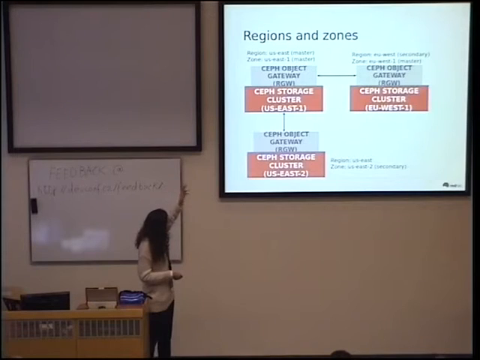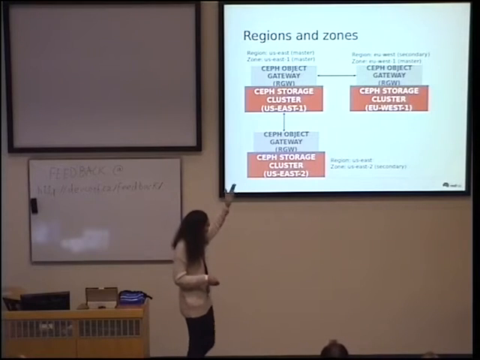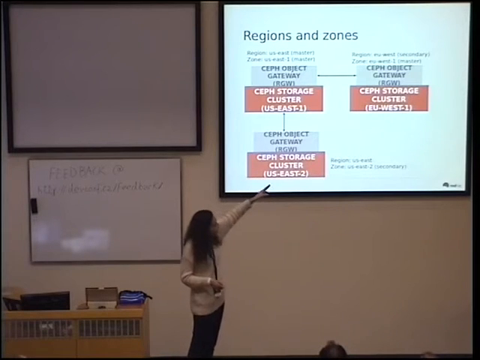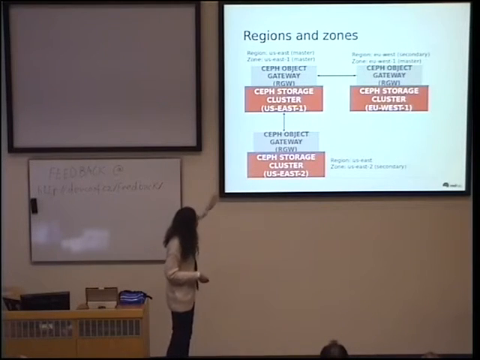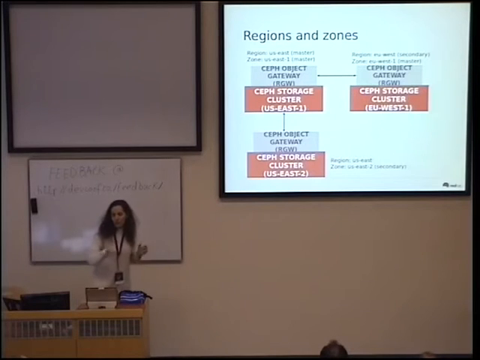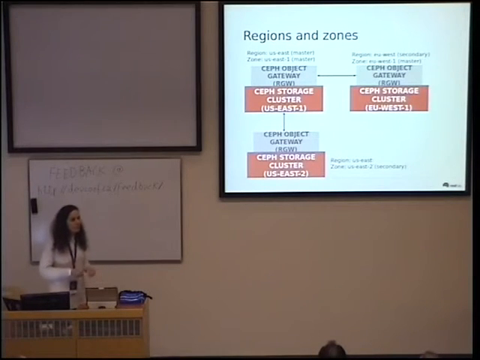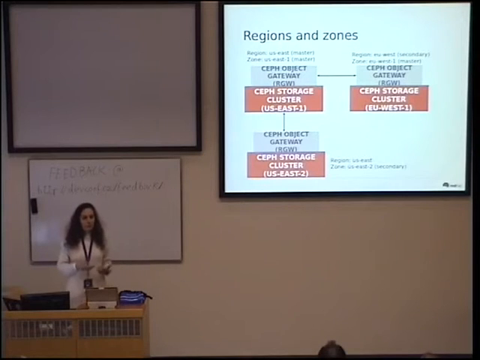In this example, you have one region that has one zone and a different region that also has one zone, and you have replication between east and west. You can actually add a third region. In every setup, we have one master region. This is the region that handles all the metadata. And in each region we have one master zone. This is the active zone. If you have several other zones in the same region, they will be replicated, but they will be read-only. They will be passive.